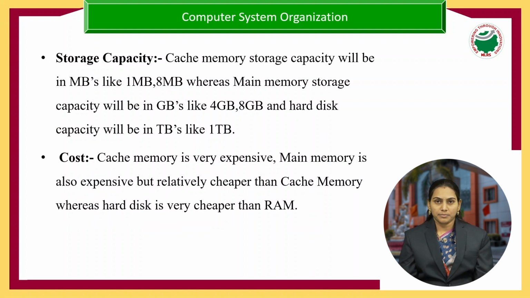First, storage capacity. The storage capacity of cache memory will be in MBs, like 1 MB, 2 MB, 8 MB, whereas main memory storage capacity will be in GBs, meaning 4 GB and 8 GB, and hard disk capacity will be in TBs, like 1 terabyte. Now cost. Cache memory is very expensive. Main memory is also expensive, but relatively cheaper than cache memory, whereas hard disk is much cheaper than RAM.